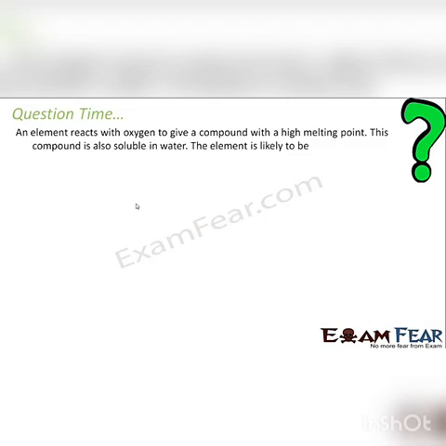Let's take another question. An element reacts with oxygen to give a compound which has a high melting point. This compound is insoluble in water. The element is likely to be calcium, carbon, silicon, or iron. So in this case the answer has to be calcium, because calcium when reacting with oxygen forms a compound which has a high melting point. Iron gives rust. Silicon, carbon, don't know much. Calcium is the answer.